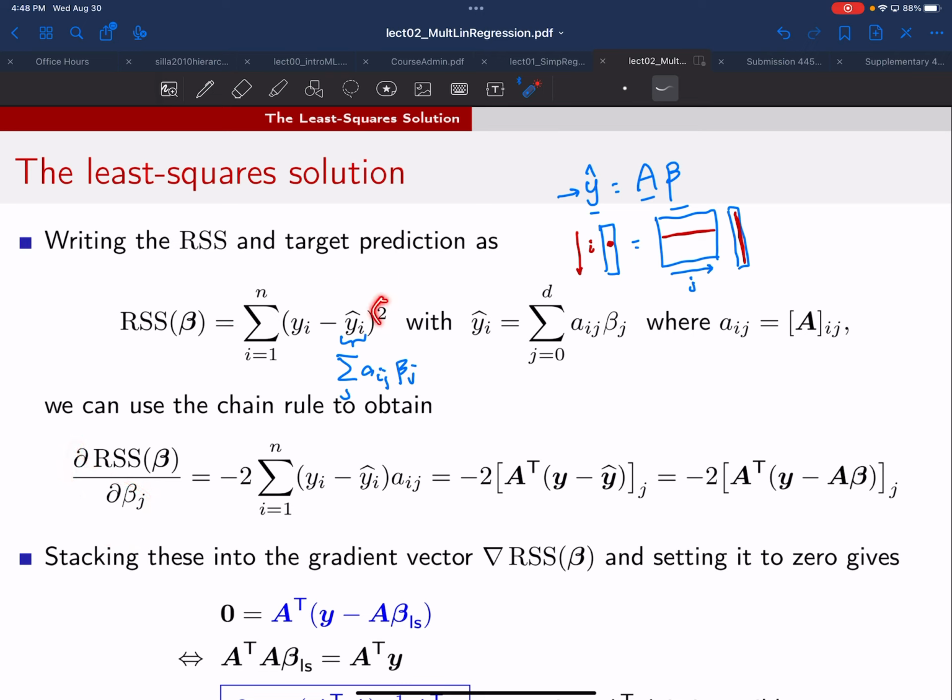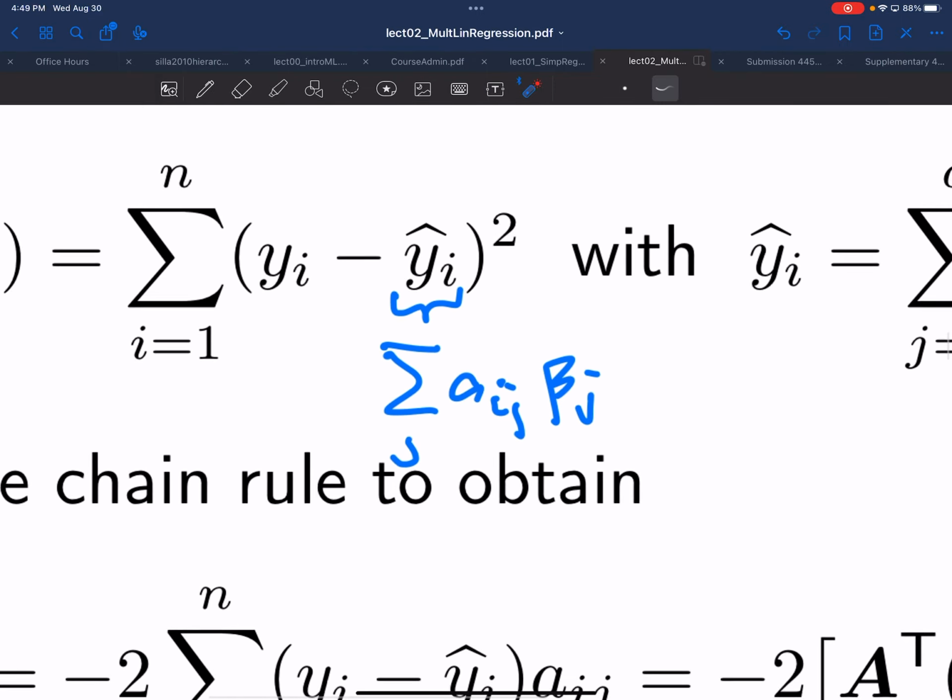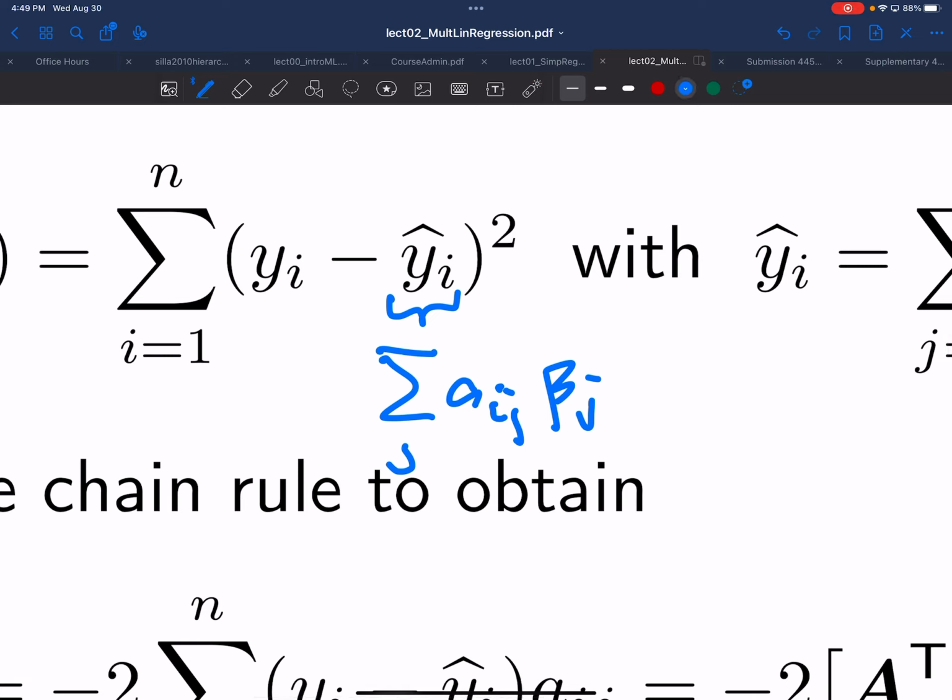Then we're going to get 2 times y i minus y hat i times the derivative with respect to j of y i minus y hat i. So here's the 2, here's that, and then let's look at what is the derivative of this. Let me be really careful, and let me use a different variable. I'm going to use j prime.